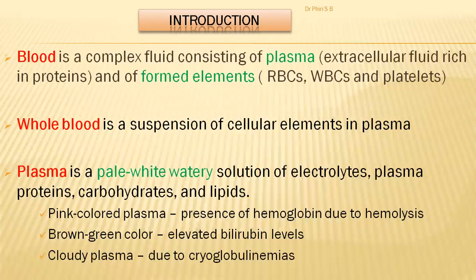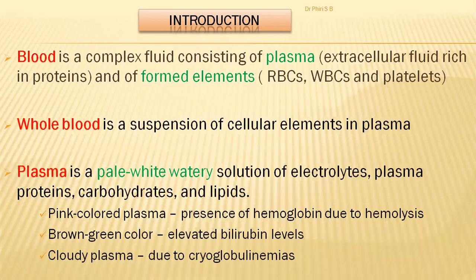And sometimes you can have plasma which looks brown green in color. So brown green colored plasma will mean that there are elevated levels of bilirubin. So if you have so much bilirubin, the color of plasma will change to brown green.